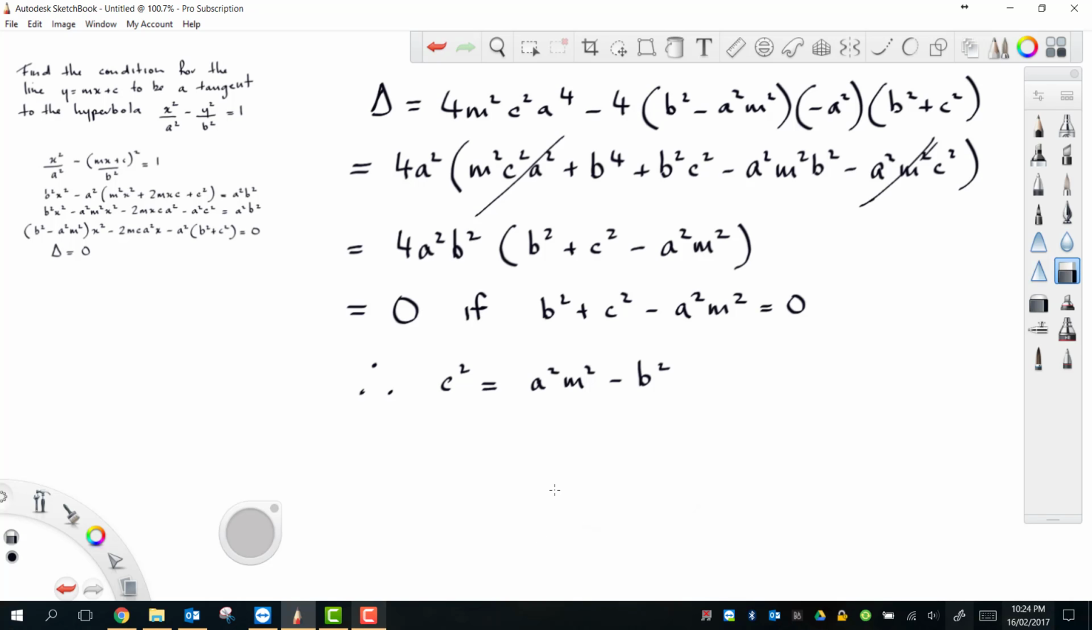That gives us the condition for c, the constant term in y equals mx plus c, the gradient of that line, and the values a and b, which are tied up with the equation of the hyperbola. And that's what we end up with after some pretty horrible algebra, but that's what you get in this unit, lots of horrible algebra. And that's the end.